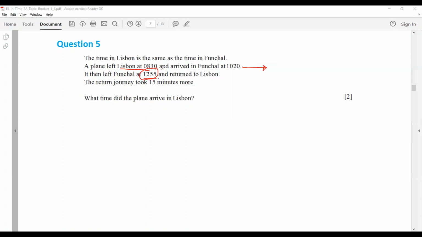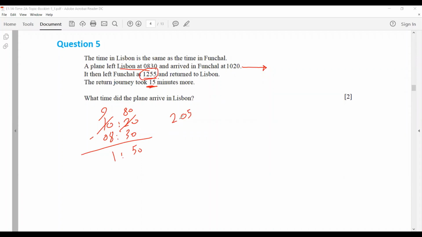So how long would that be? The difference between 8:30 and 10:20. Maybe some of you can do that in your mind, but I'm just going to write it down for those who might find it difficult. It's very clear that it should be 1 hour 50 minutes, right? However, if you're not able to do it mentally, it's fine, guys. So you borrow 60 here, and that would be 80, subtract 30 from it, and this is 150. Don't forget to add 15. So the return journey takes, if you add 15 minutes to 1 hour 50 minutes, you get 2 hours and 5 minutes.